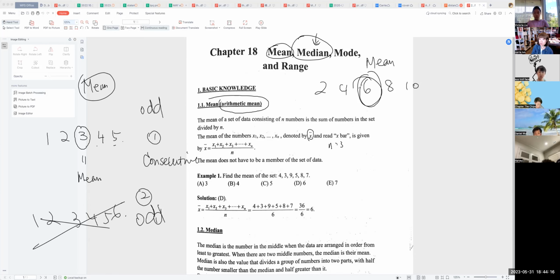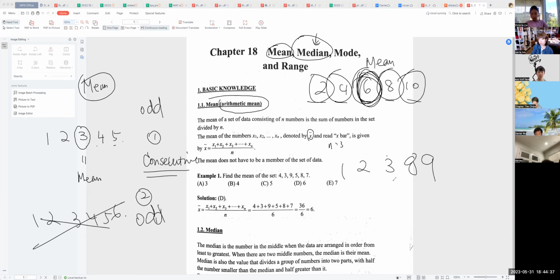So the median is also the middle number. Got it, everybody? So 2, 4, 6, 8, 10. There are 5 numbers, and the middle number is the median. And you don't really have to put them into consecutive numbers. So it's 1, 2, 3, 8, 9. It's also working. So 3 is the median number. Sometimes the median and mean are the same, but sometimes the median is not the same. Understood, everybody?